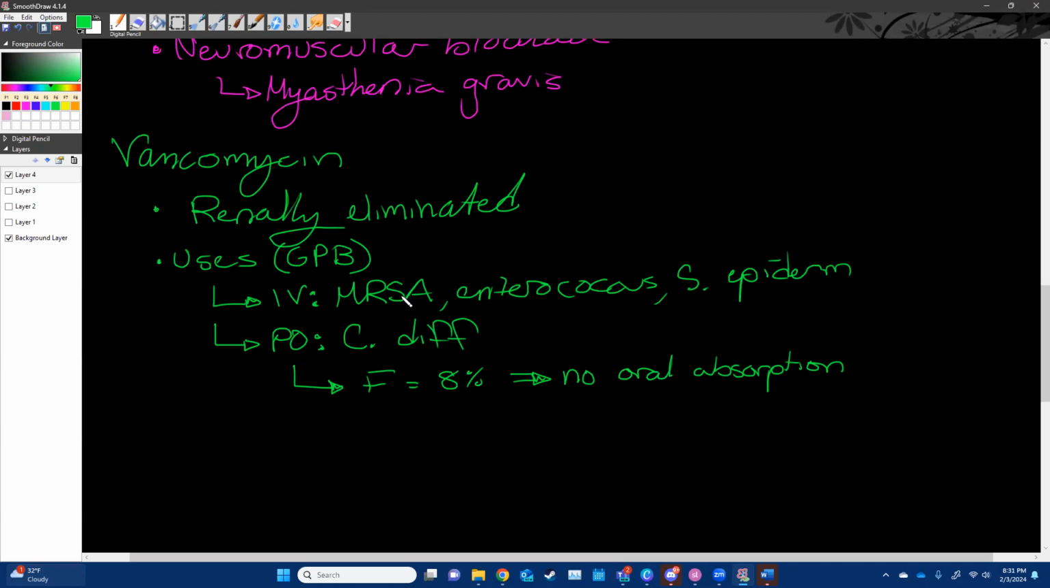IV vancomycin works on MRSA. That's the reason why we have oral vancomycin for C. diff only.